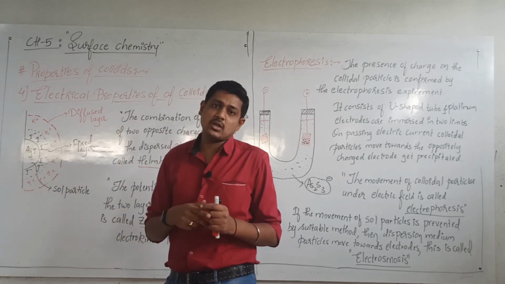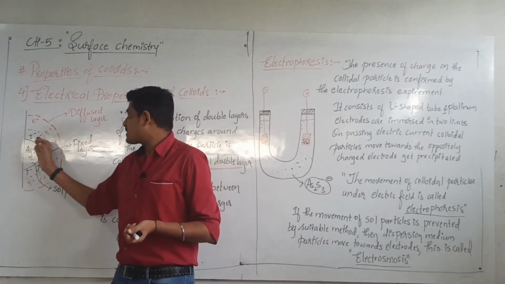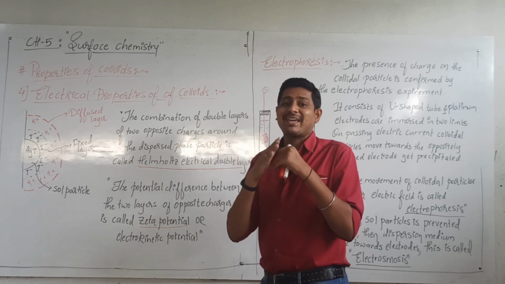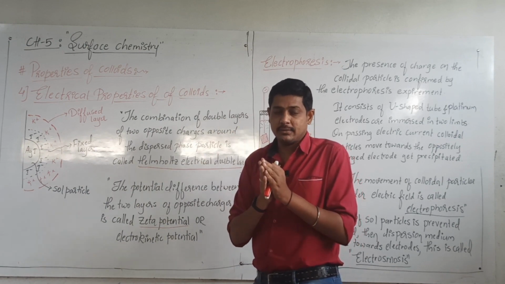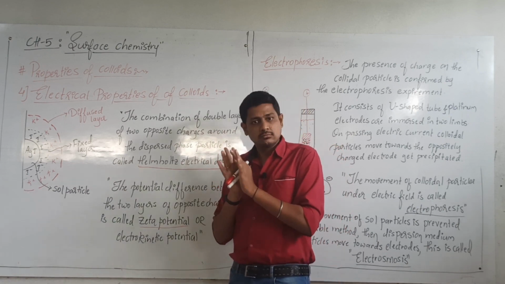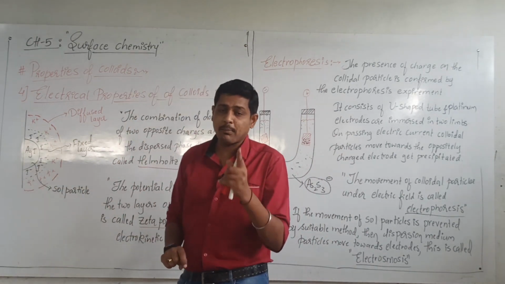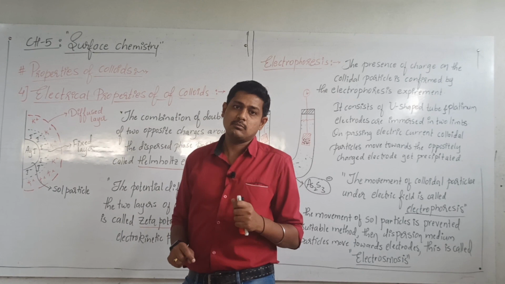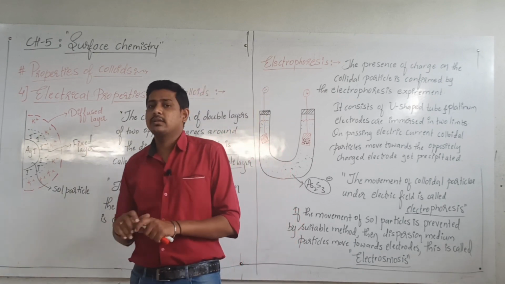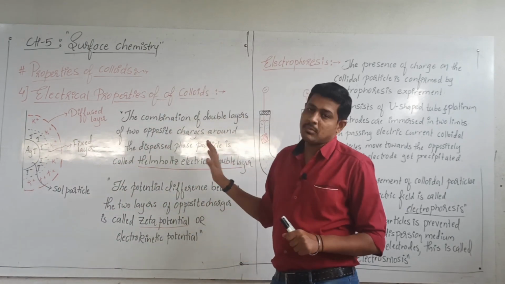So when there is no double layer on the colloidal particle, what will happen? When these dispersed phase particles come closer to another dispersed phase particle, they may aggregate, they may get associated, and they may form a precipitate. So we know that the stability of colloidal particles depends on the charge of the colloidal particle, whether they are positively or negatively charged. The charge on the colloidal particles is the important factor for stability.